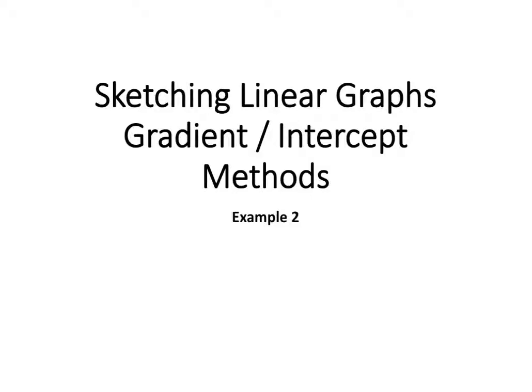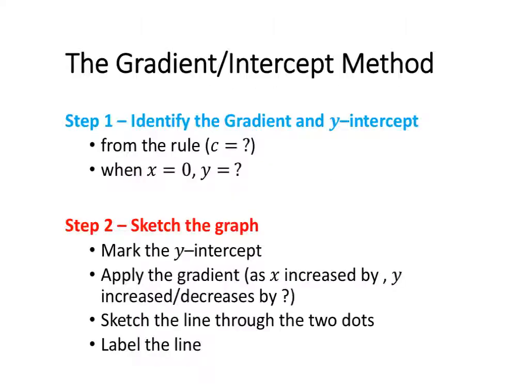In this video, we're going to have a look at how to sketch a linear line onto our Cartesian plane using the gradient intercepts method. To use the gradient intercepts method, the first step is to identify the gradient and the y-intercept. This can be done from the rule, where I determine c is equal to a value and m is equal to a value. Or if I need to, I can find the y-intercept by determining when x is equal to 0, what does y equal to?